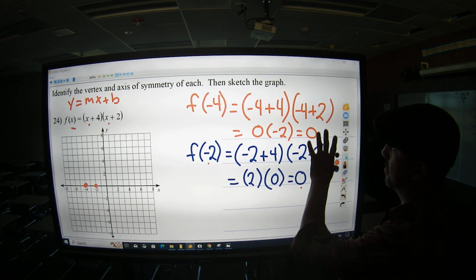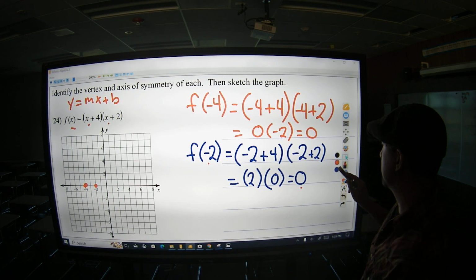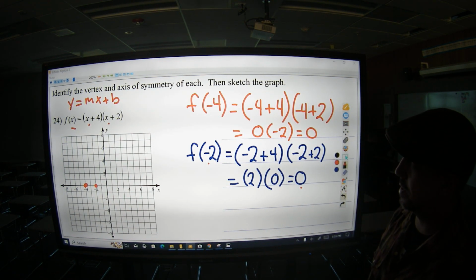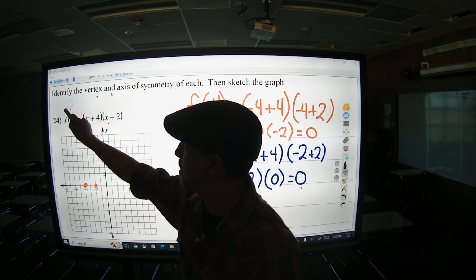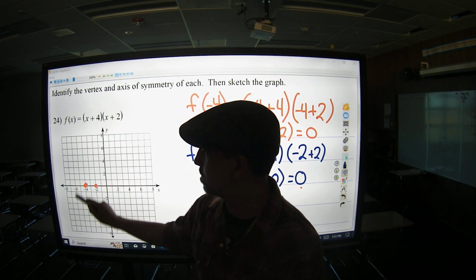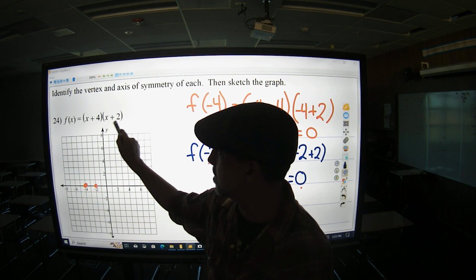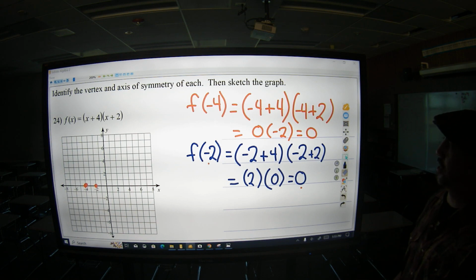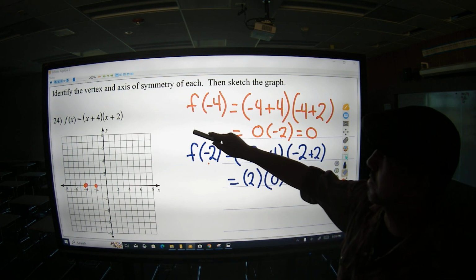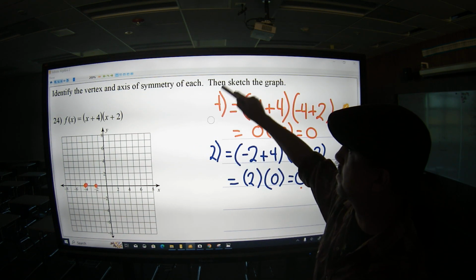And again, this is why we have those zeros. So again, we still don't know a lot of things about this graph. The easy parts of the intercept form, like I said, are the zeros. We could plot those two points basically just by looking at those two numbers and changing their sign. The big idea that we need now is, how do we get the vertex and the axis of symmetry?